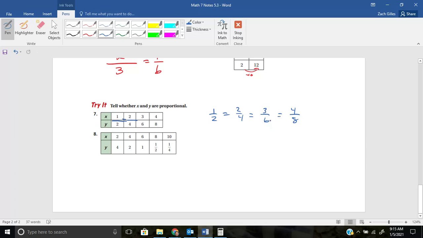Yeah, you can see our numerator is half of our denominator. You could test by using the cross products. 1 times 4 is 4, and 2 times 2 is 4, right? So definitely, yes, these are proportional.